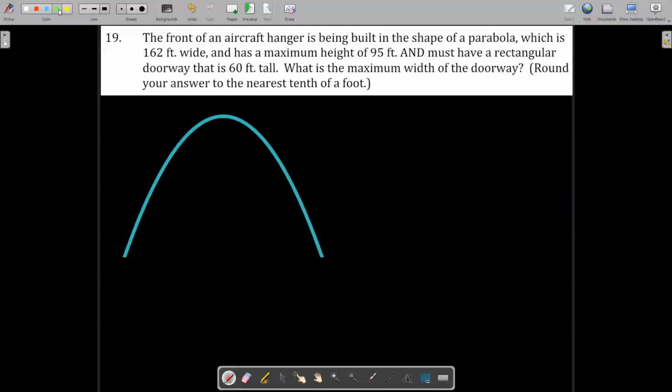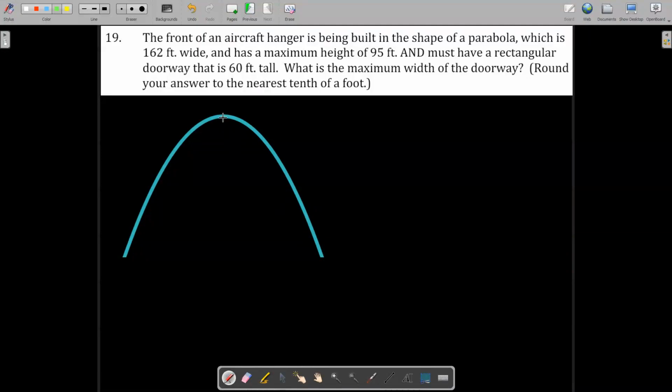Number 19, what I would consider to be the most difficult question on this practice test. The front of an aircraft hangar is being built in the shape of a parabola, which I have pictured right here. It is 162 feet wide, has a maximum height of 95 feet, and must have a rectangular doorway that is 60 feet tall. What is the maximum width of the doorway? Round your answer to the nearest tenth of a foot.